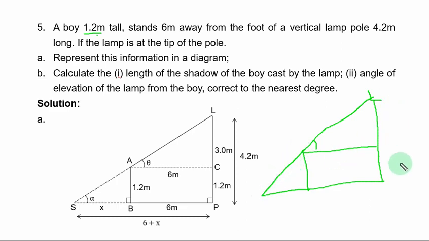This whole length is 4.2. Now the height of the boy is part of the vertical lamp pole, 1.2. So if the lamp pole is 4.2 and part of it is 1.2, the remaining part becomes 3.0. That is 4.2 minus 1.2. With this, we can calculate every other thing.